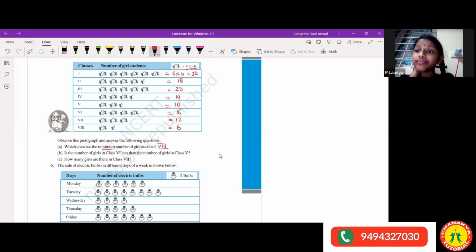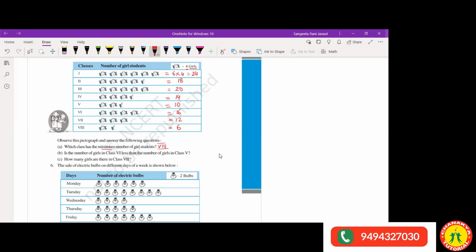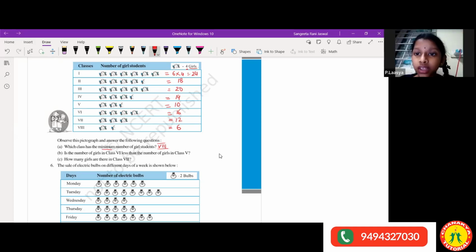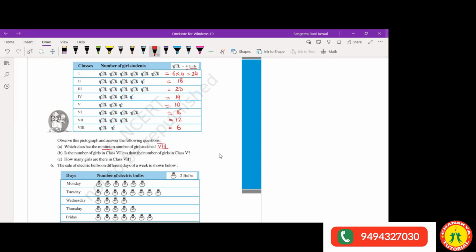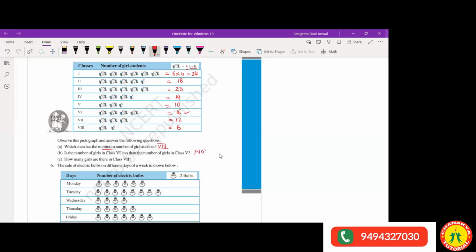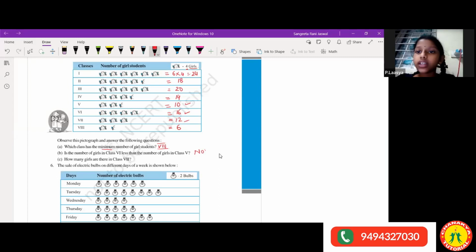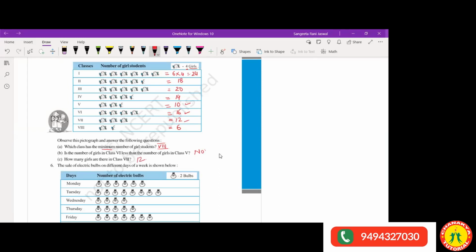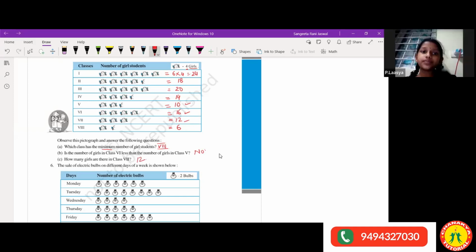6th. Okay. Is the number of girls in class 6 less than the number of girls in class 5? No, ma'am. See, in class 6, the girls are 16. In class 5, they are 10. So in class 6, there are more girls. How many girls are there in class 7? 12, ma'am. Okay. Are you understanding? Yes, ma'am.